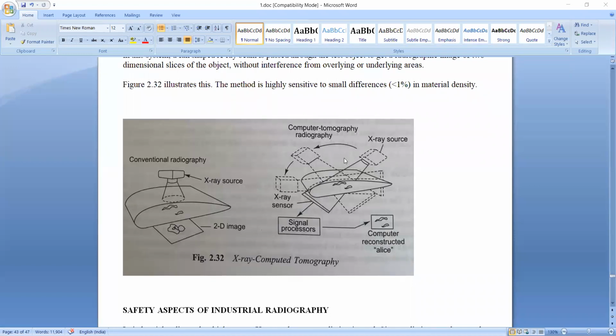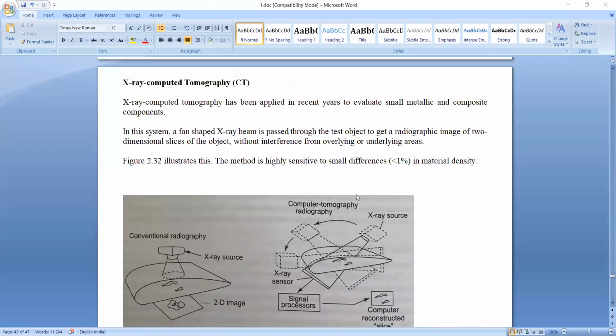What is the benefit of this? We can cover this object in all directions. Automatically we can easily find some defects which are not possible to see from one direction. Means we can observe the object from multiple directions, and we can easily find the defects and get reliable information by using this tomography.